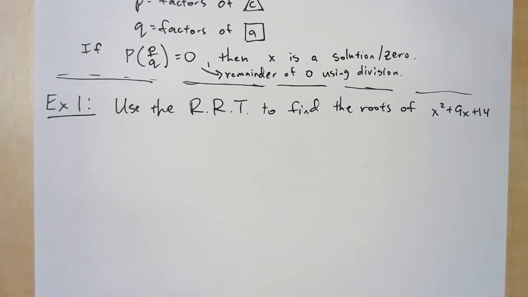So, example 1. Use the rational root theorem to find the roots of x squared plus 9x plus 14. This is going to require a bunch of paper. So if you don't have a bunch of paper, pause this video right now, go get a bunch.